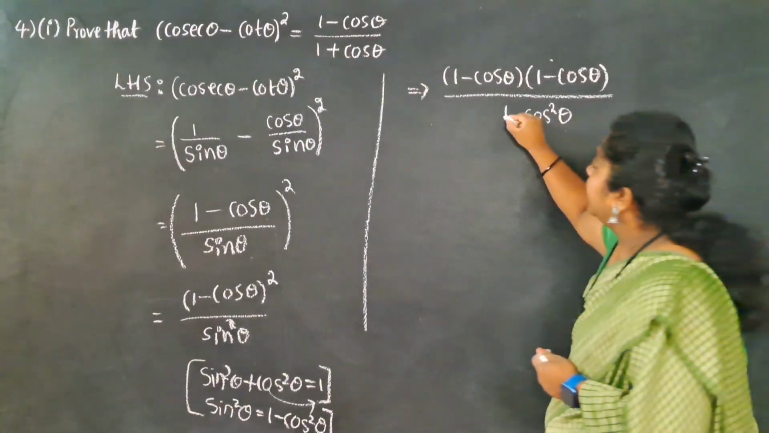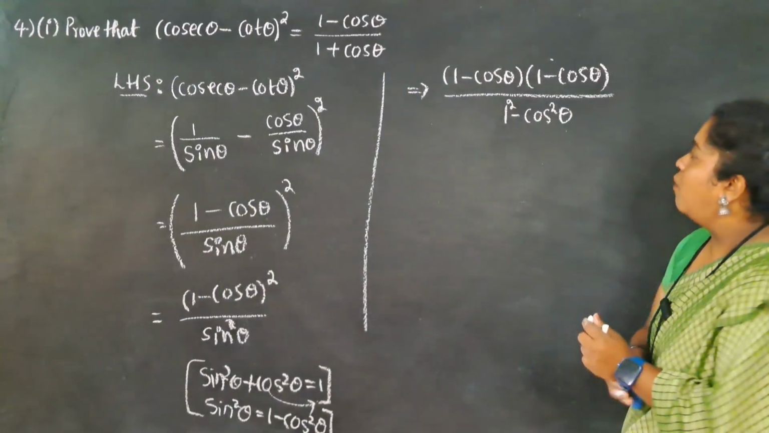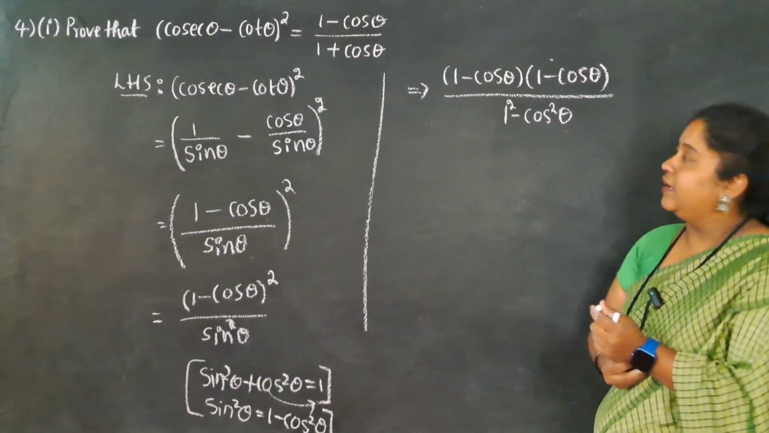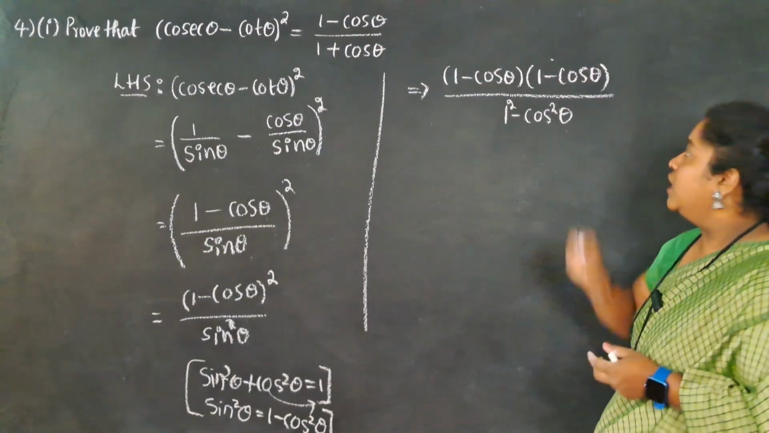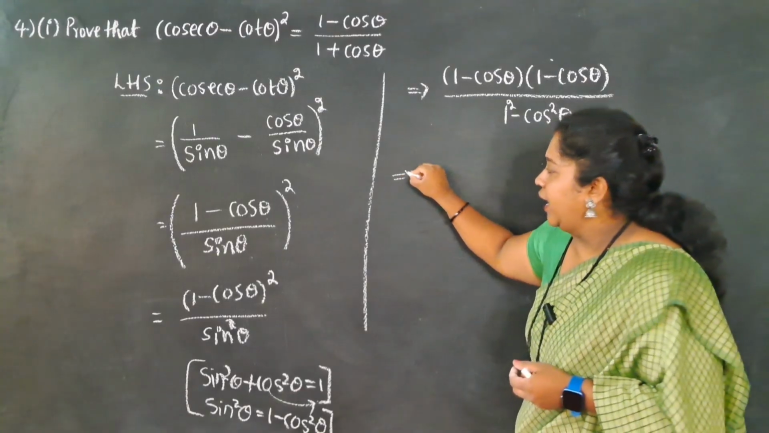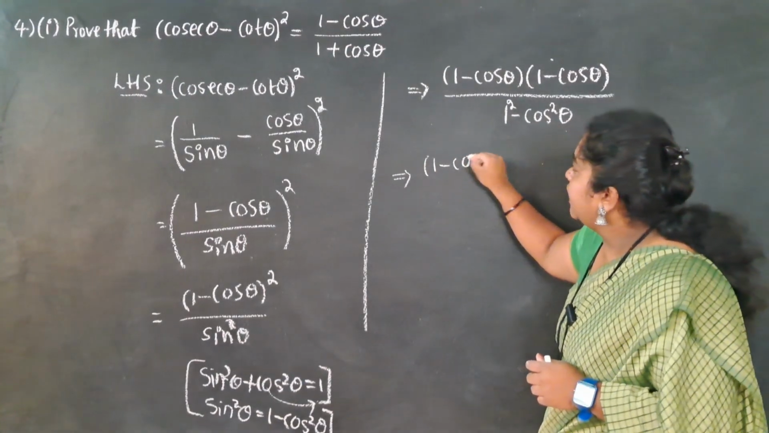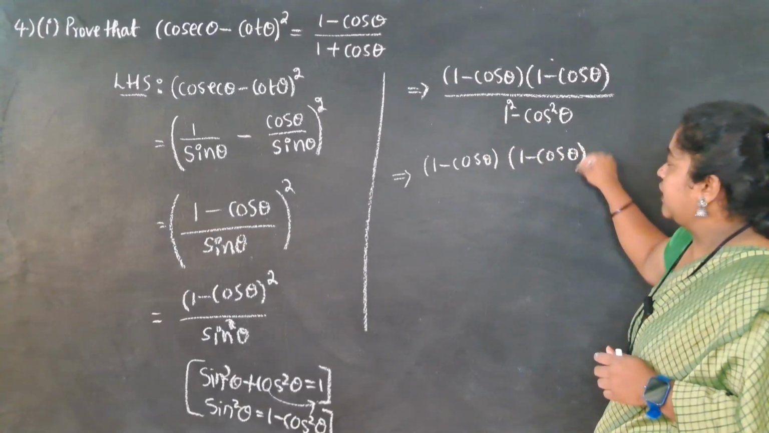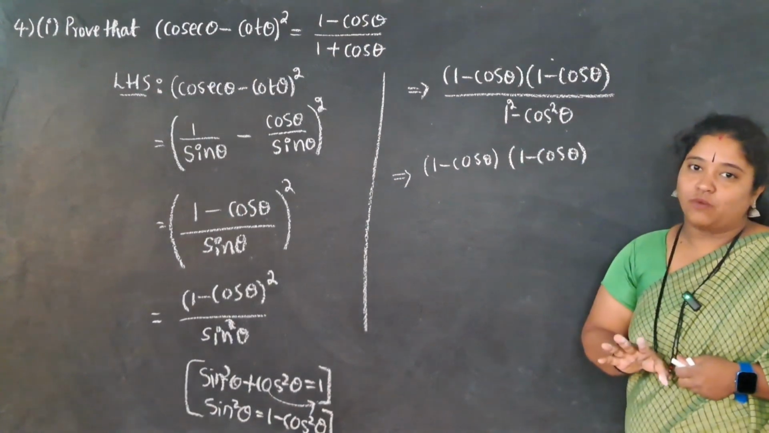Fine. Now, if I put the square also, nothing will change. Why? Because one square will remain 1 as it is. Understanding? But I can use an identity. That is why I am modifying the question. Now, I am not going to change anything in the numerator. I'll be just keeping 1 minus cos theta into 1 minus cos theta. Now, look at the denominator part. 1 square minus cos square theta.